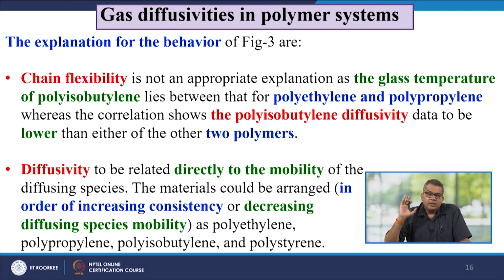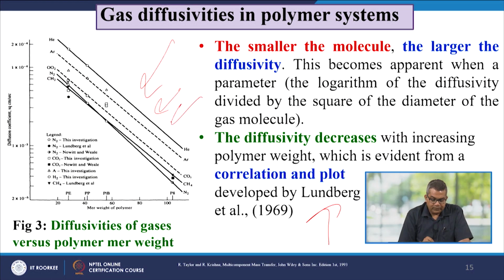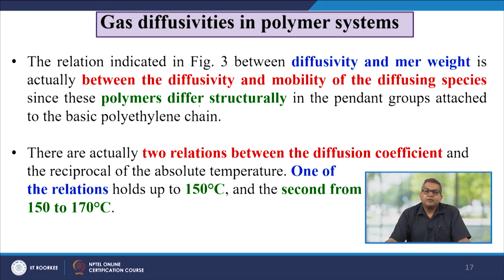Now, diffusivity is to be related directly to the mobility of the diffusing species, and the materials could be arranged in order of increasing consistency or decreasing diffusing species mobility as polyethylene, polypropylene, polyisobutylene and polyacetylene. The relation in this figure indicates a relation between the diffusivity and the mobility of the diffusing species, since these polymers differ structurally in the pendant group attached to the basic polyethylene chain.